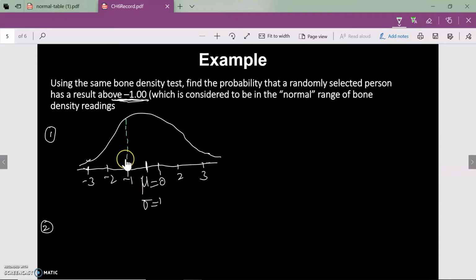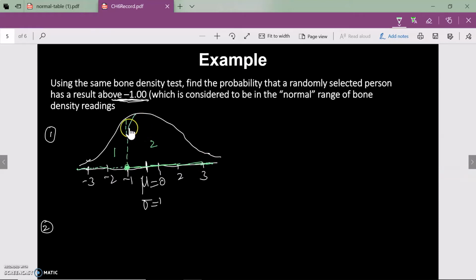Now, by drawing this wall, my graph is divided into 2 portions, portion 1 and portion 2. Why do I number these portions? Because I want to make sure that you understand which portion I need to shade. Which portion I'm going to shade will be told to me by the problem. Find the probability that a randomly selected person has a result above -1. All the values on this side are below -1, and all the values on this side are above -1.